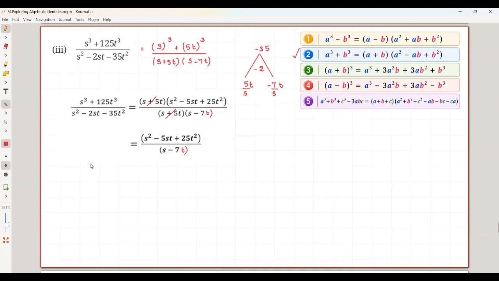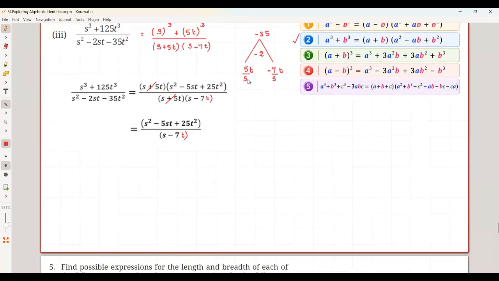Hope it's clear. In the book they will be using the middle term splitting method. This is nothing but the middle term splitting method; this is the shortcut of middle term. Hope you can understand this.